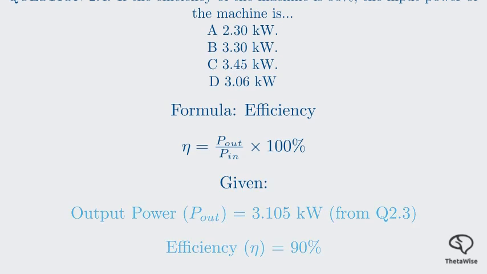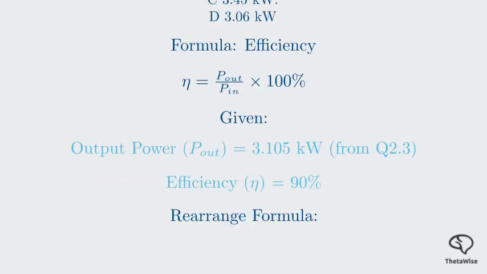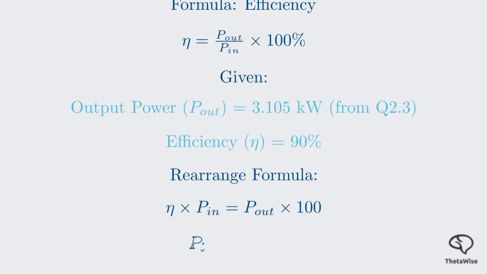These are our given values, highlighted in blue. Let's rearrange the efficiency formula to solve for input power. Multiplying both sides by P in, we get eta times P in equals P out times 100. Then dividing by eta, we find that the input power equals the output power times 100 divided by the efficiency.